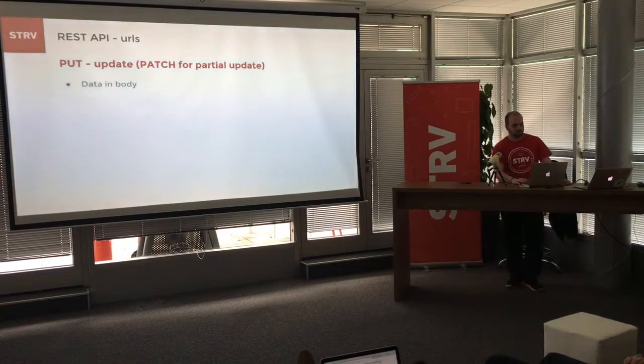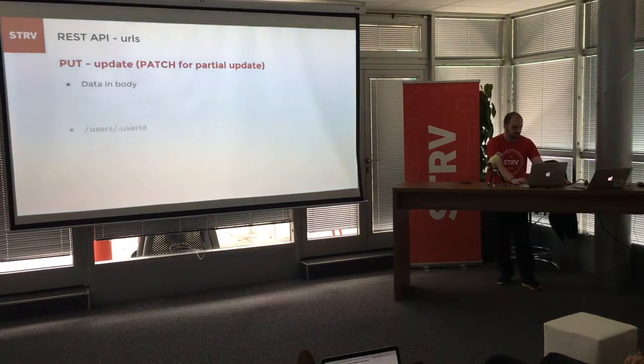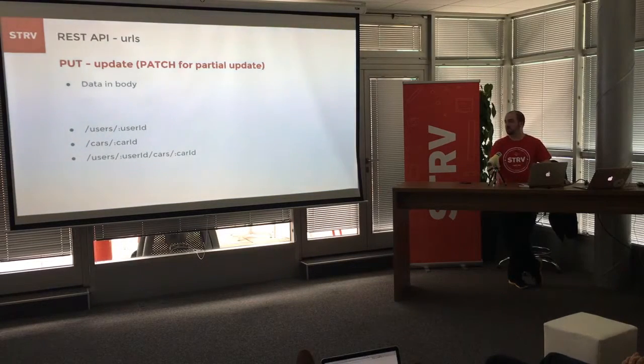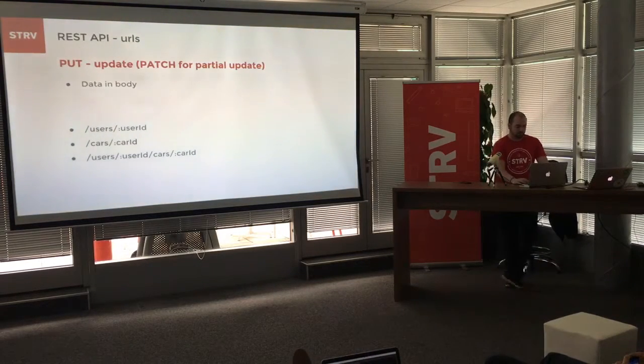Data should be in the body, and the URLs look like this, like users, user ID. You are updating the user with this ID. Same for the cars, and same for the cars again, but here you specify the user, so you are updating the car for this specific user. If this car doesn't belong to the user, you just don't update it because it's wrong. And every time you need to specify which ID you are updating in the URL, according to the REST standard.